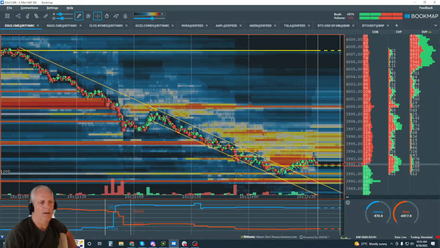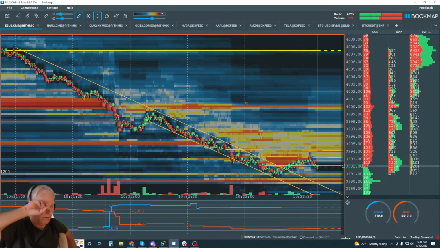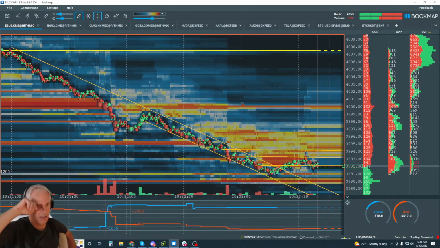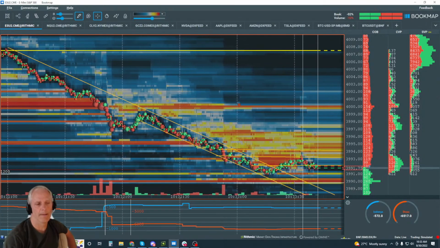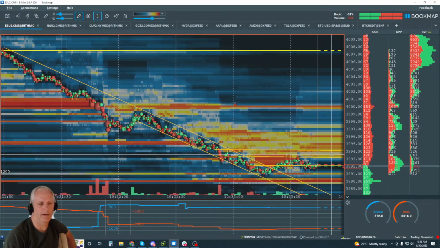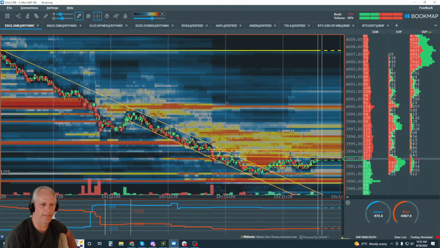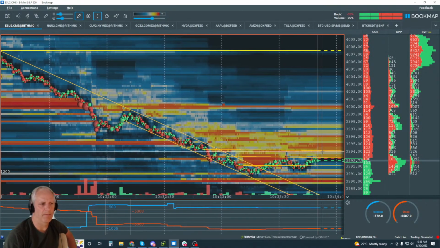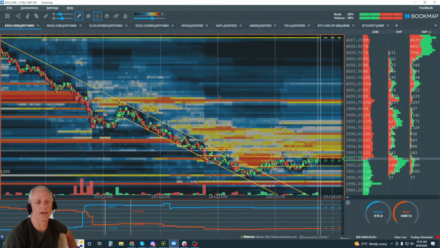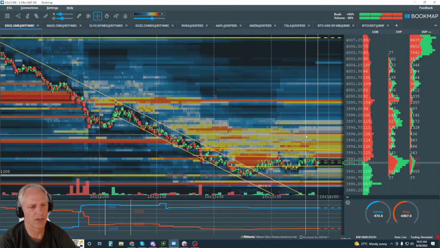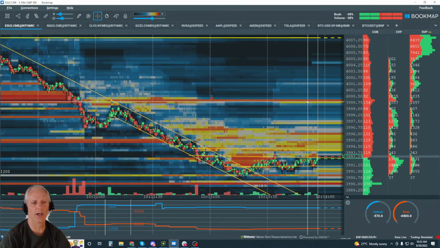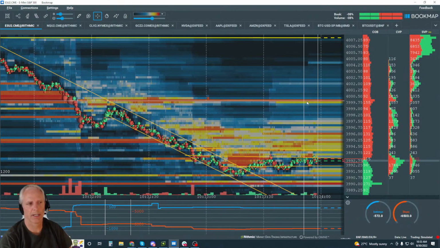So probably above 94, if we see exhaustion in here and a strong bid and pulling on the offer, the first test would be up to about 94. And then let's see if we have a strong bid here, and then move on up into 4,000 as a retest.